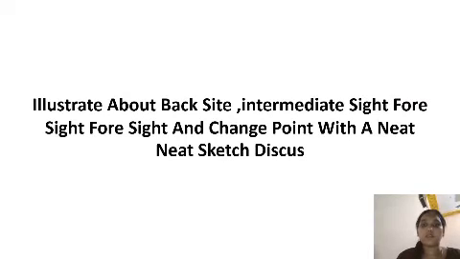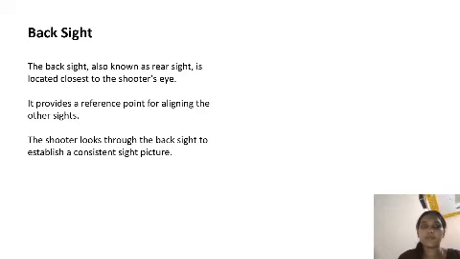Today my topic is backsight, intermediate sight, foresight, and change point with a neat sketch. Backsight. The backsight, also known as the rear sight, is located closest to the shooter's eye. It provides a reference point for aligning the other sights. The shooter looks through the backsight to establish a consistent sight picture.